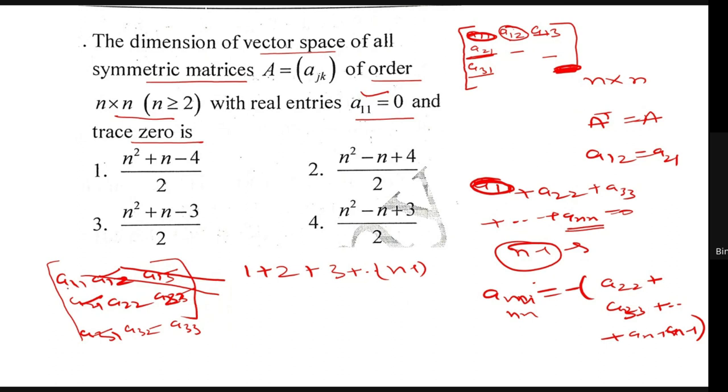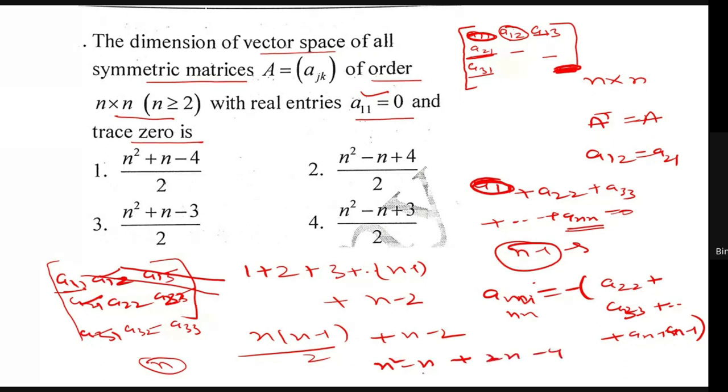And on the diagonal, we have only n minus two choices, because A11 is 0, and there are a total of n diagonal elements. So A11 is already given as zero, and the last is the linear sum of the previous elements. So we have only n minus two options left. Okay, now we apply n into n minus 1 by 2 plus n minus 2, that is n square minus n plus 2n minus 4 by 2, and it gives n square plus n minus 4 by 2. Okay, so n square plus n minus 4 by 2 is the first option.